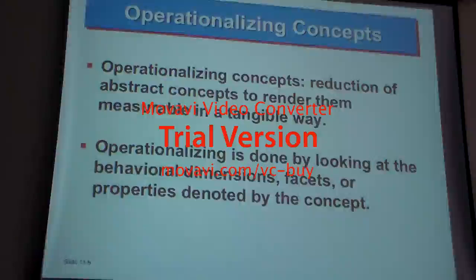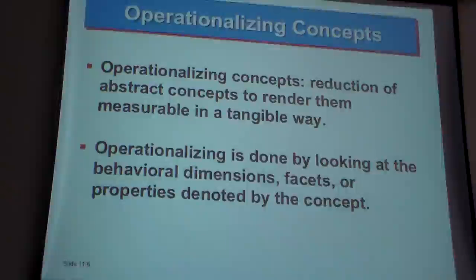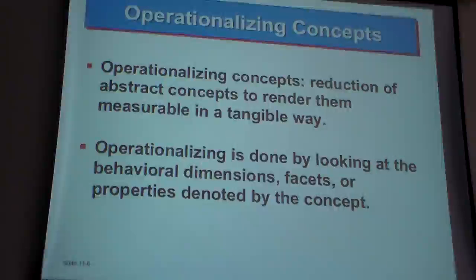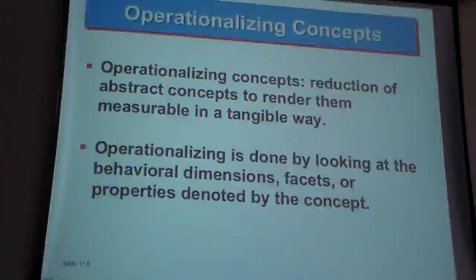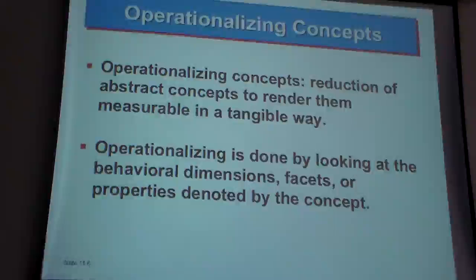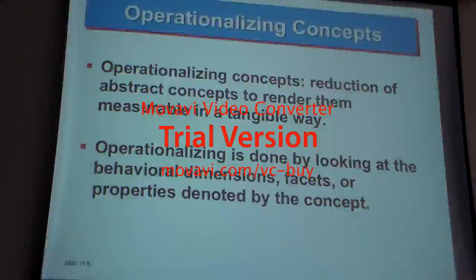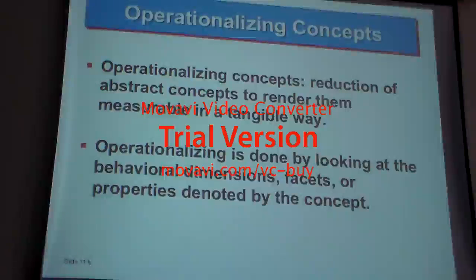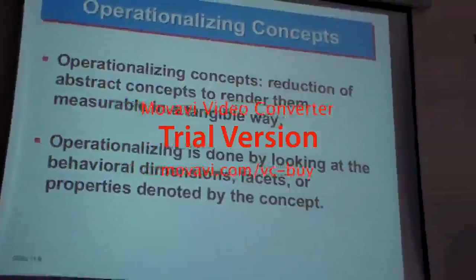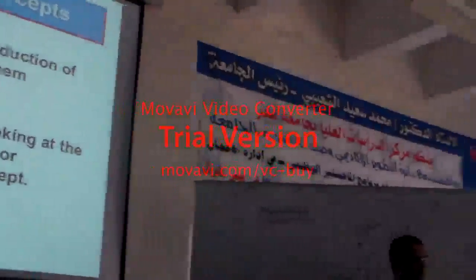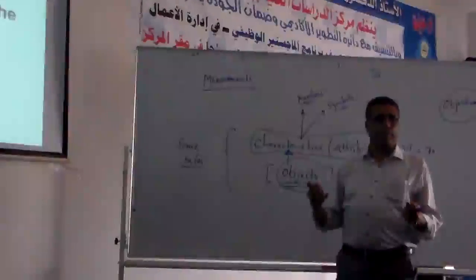Tangible way means in an affordable way, related more to time. You can do it quickly. It is not a sophisticated operation. It should be an operation that you can do easily.